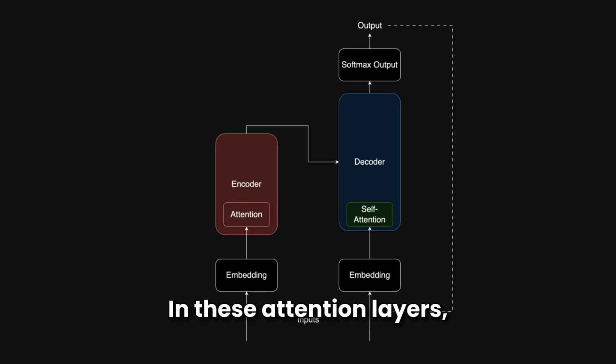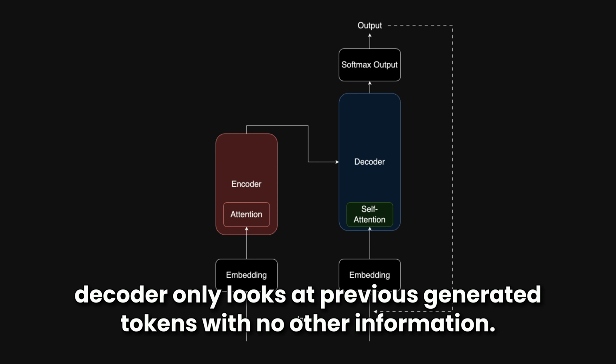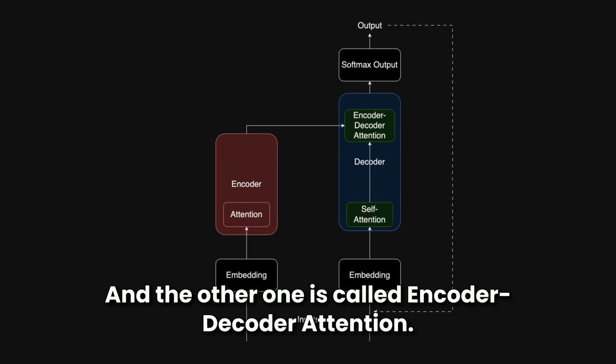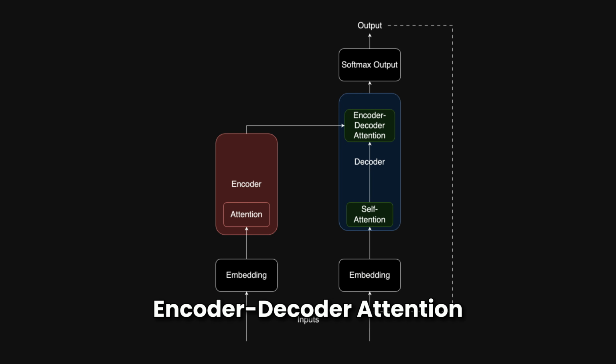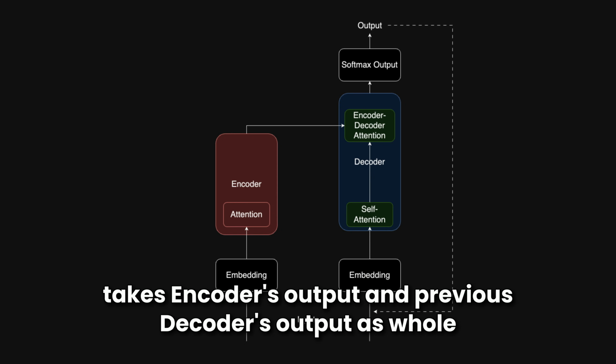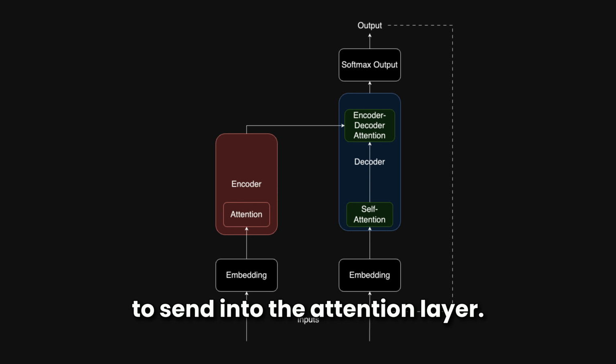In these attention layers, the decoder only looks at previously generated tokens with no other information. The other one is called encoder-decoder attention. Encoder-decoder attention takes the encoder's output and the previous decoder's output as a whole to send into the attention layer.